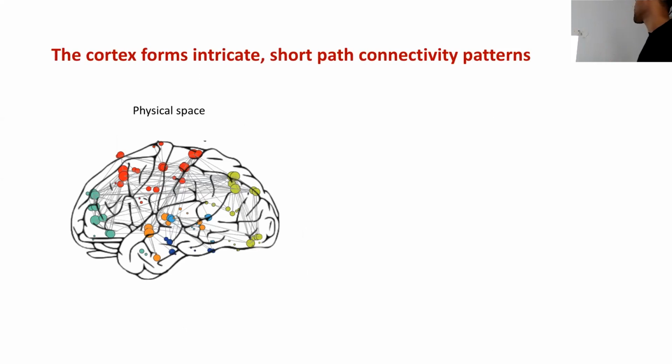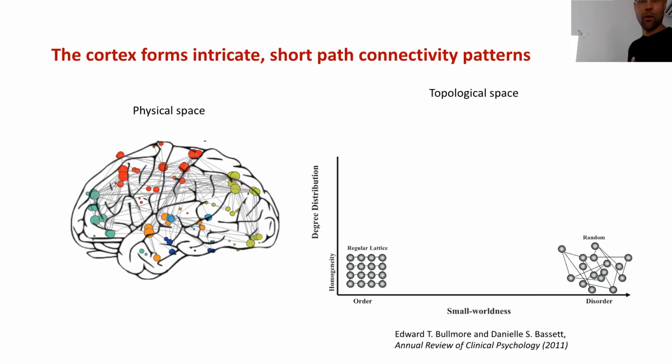So the cortex, as I told you, has a particular topology. It forms first intricate short path connectivity. So here, if we look at this, which represents a typical topological space, I'm not an expert in topology. I know that some people have done some great talks about topology, but bear with me. If I make a mistake, please correct me. I'm really grateful for any of your feedback.